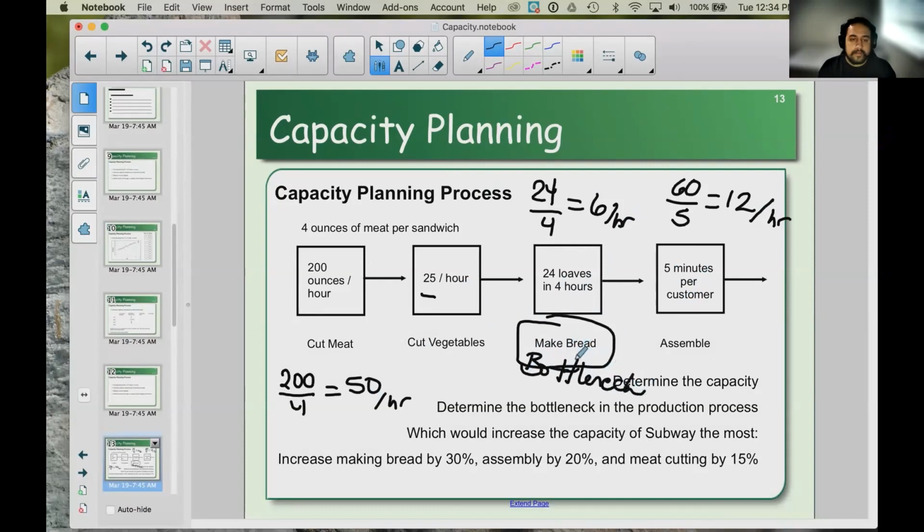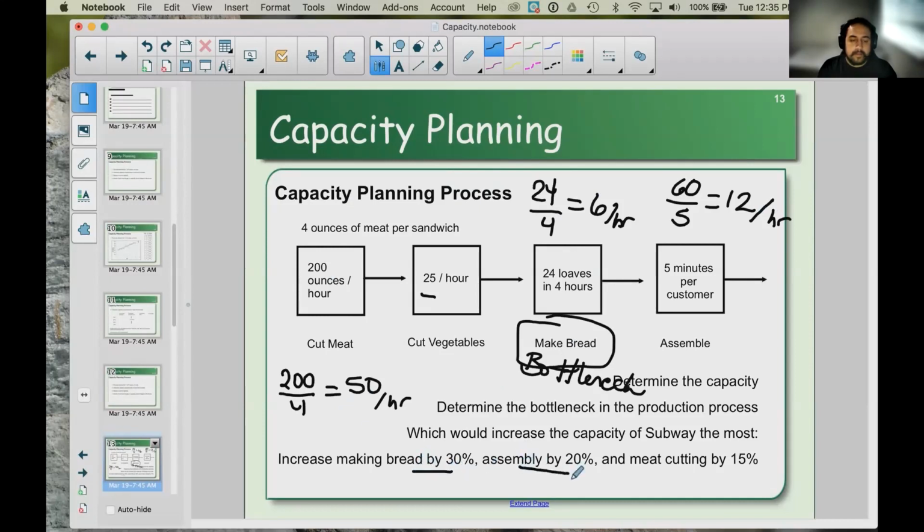And so it is going to limit our capacity. We can't make more than 6 sandwiches an hour because of the time it takes to make bread. Then we have to ask ourselves, if the forecasted demand is more than our current capacity, how could we bridge the gap? Well, let's suppose there are changes to our company that would increase bread making 30%.